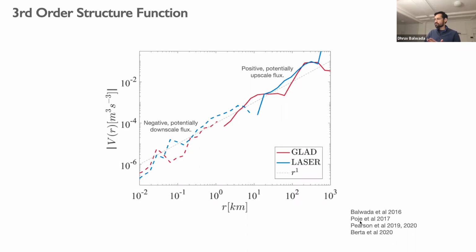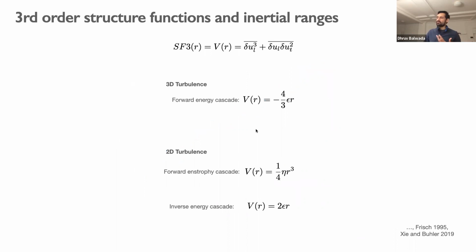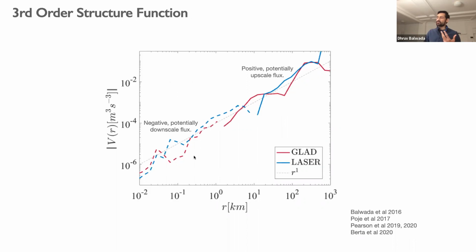After that, some really nice papers by Andrew Kolge and Jenna Pearson, who I think is on the talk here, and then more recent ones by Berta. And so this result has been shown in a few places, and the way the interpretation usually goes is that we look at these ideal formulae that we have for simple systems, and we say that, okay, when we see negative values, that must be suggestive that energy is cascading to smaller scales. When we see positive values, that is suggestive that the energy is cascading to larger scales.